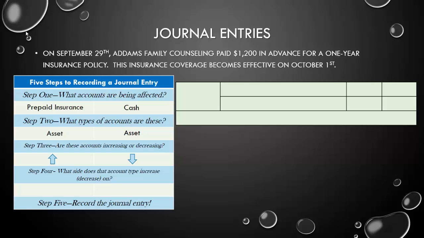They are both assets, and we know that assets increase with a debit and decrease with a credit. So the journal entry to record the September 29th transaction is to debit prepaid insurance for $1,200 and to credit cash for $1,200. We prepaid for 12 months of insurance.